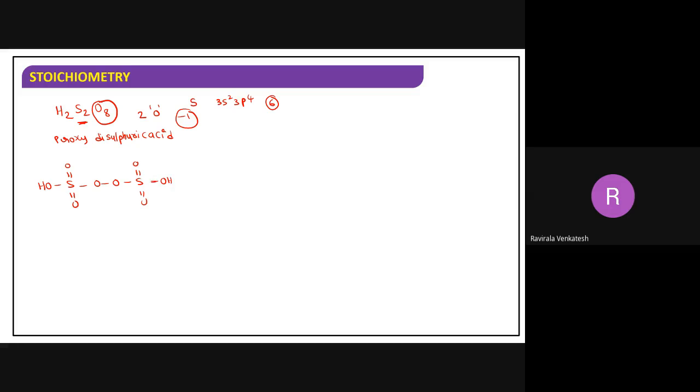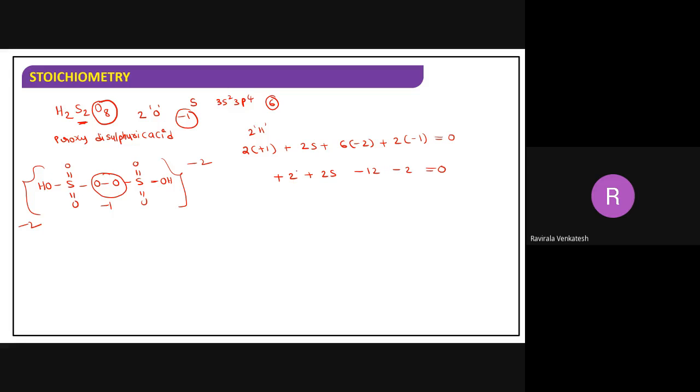Now here these 2 oxygens have -1 charge, and all the remaining have -2. So what is the formula now? 2 into +1, this is for the hydrogens, 2 hydrogens, plus 2 sulfurs, plus, out of these, 6 oxygens having -2 and 2 oxygens having -1, is equal to 0. So we are getting +2 plus 2 sulfur -12 -2 is equal to 0. +2 and -2 get cancelled. Now 2 sulfur is equal to +12. Now sulfur will be what?